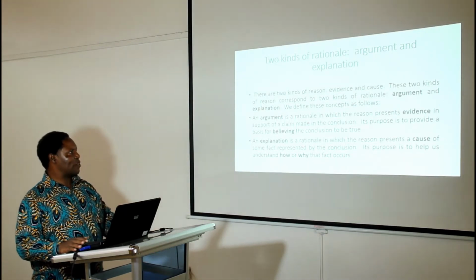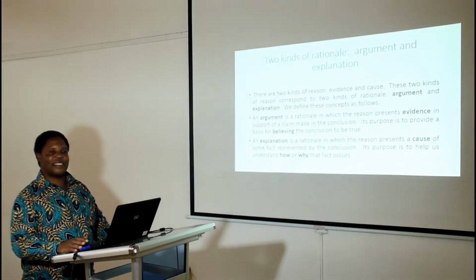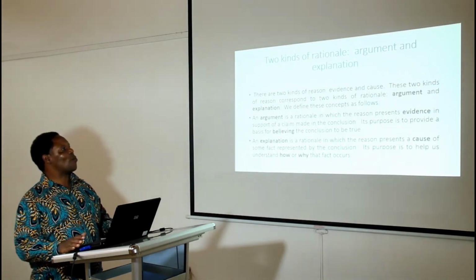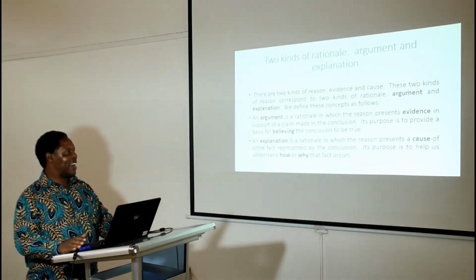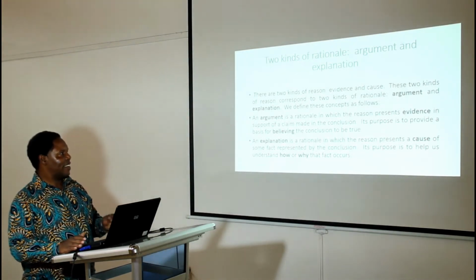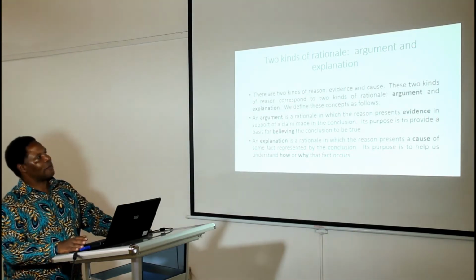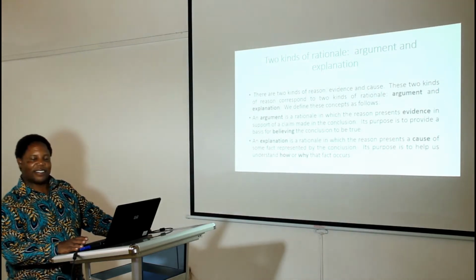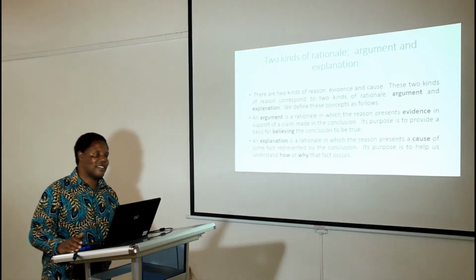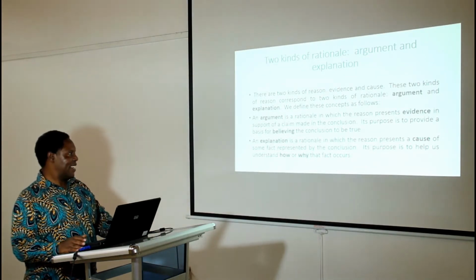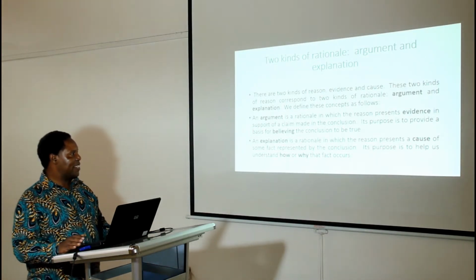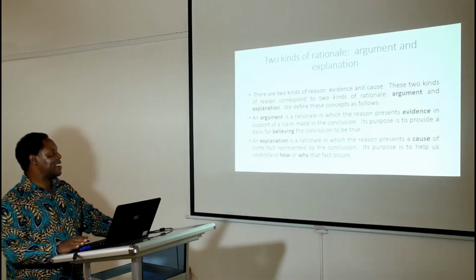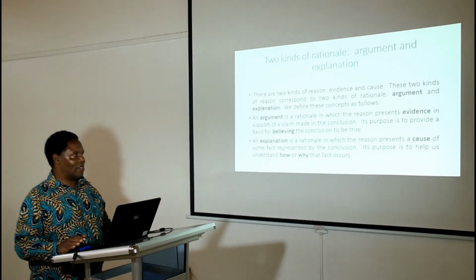There are two kinds of reason, which are evidence and cause. These two kinds of reason correspond to two kinds of rationale, an argument and an explanation. We are going to define these two concepts as follows. First, an argument is a rationale in which the reason presents evidence in support of a claim made in the conclusion. Its purpose is to provide a basis for believing the conclusion to be true.